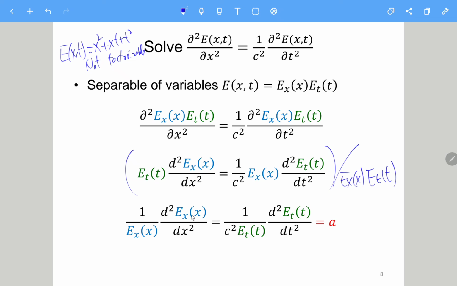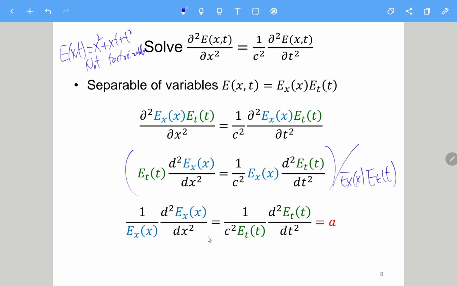Okay, so I still use the blue color to stand for Ex, and the green color to stand for Et. So here you can quickly see that the left side is only a function of x, and the right side is only a function of time. Okay, so this is the punchline for the separation of variables. We try to assume the function with two variables or even more variables to be separable, and then we try to plug in the original equation, and finally we also separate the variables on two sides.